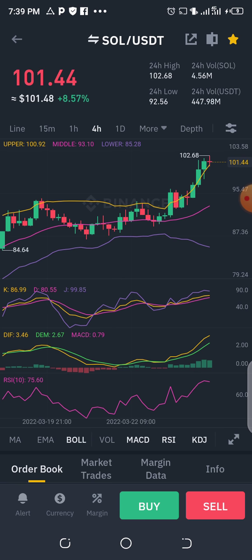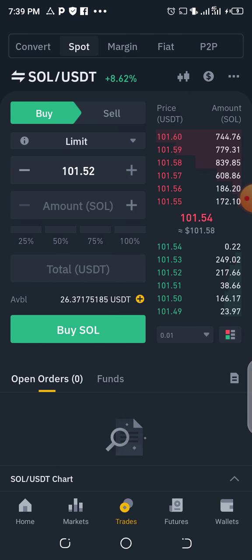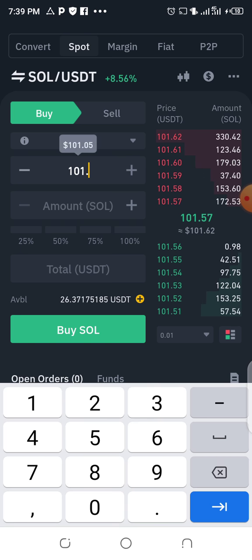If I say Solana will drop a bit, then I want to scalp. I may say Solana will come to at least $95 or $96 again. What I will need to do, I will come here again and click on limits. Under limits, I want to place a limit that if it gets to $95 or $96, buy Solana for me. So under limits, I will now come here, edit this and put $96.